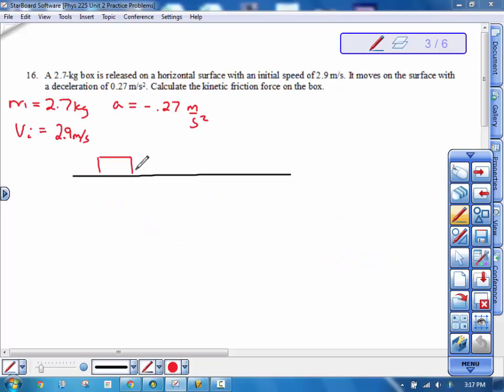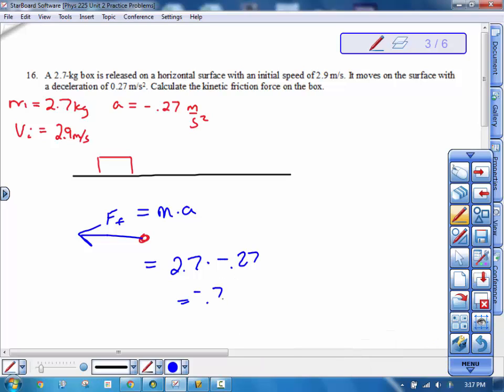Okay, this next problem is pretty easy. It says a mass of 2.7 kilograms is released with a speed of 2.9 meters per second. I wrote down the problem, drew a picture. If you draw a free body diagram, there's only one force acting on this, which is friction. So that force of friction is equal to mass times acceleration, like all forces, and they give us the mass of 2.7 and the acceleration of negative 0.27. So multiply that, and that gives you your answer.